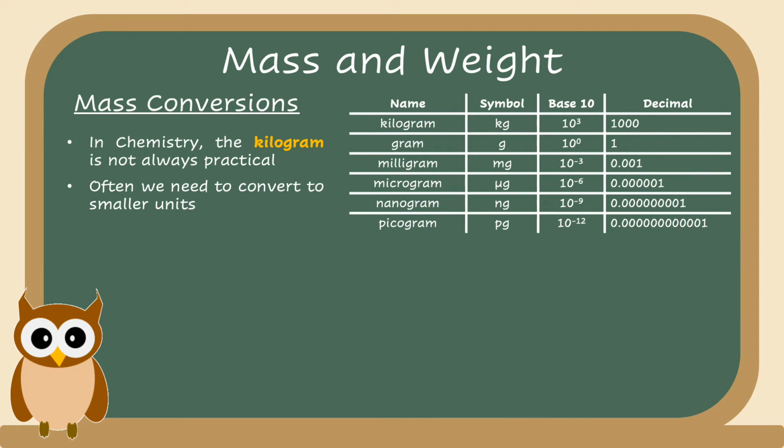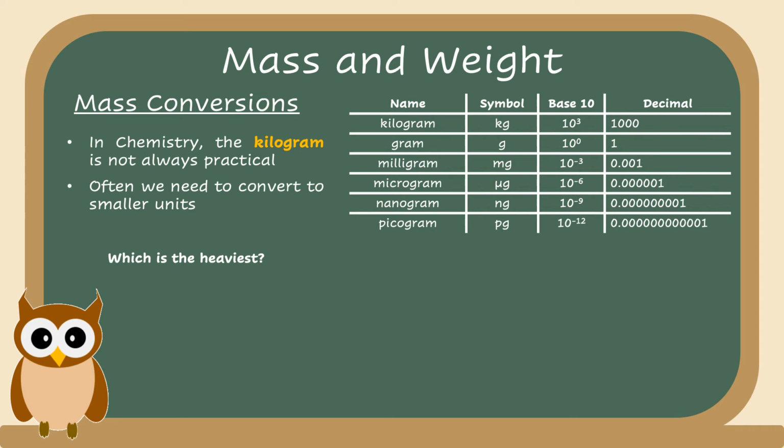This table shows the standard units of mass which we can use, starting with the kilogram and then working down through the gram, the milligram, the microgram, the nanogram and the picogram. We could go much smaller, of course. The mass of a single atom is in the order of 10 to the power of minus 24 grams. But for the purpose of showing how conversions work, we will keep it relatively simple.